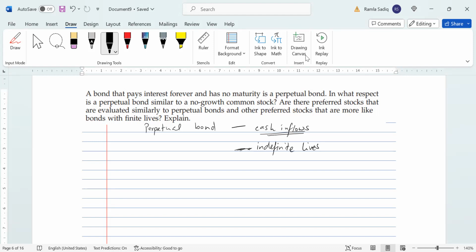But we do need to know that there are preferred stocks that have stated maturity. And so in this situation, the preferred would be valued much like a bond with a stated maturity, but both derive their values from a series of cash inflows, coupon payments and a maturity value for the bond, and dividends and a stock price for the preferred stock. So yes, there are similarities, and there are preferred stocks that are evaluated similarly to perpetual bonds, and there are other preferred stocks that are evaluated similar to bonds with finite lives.